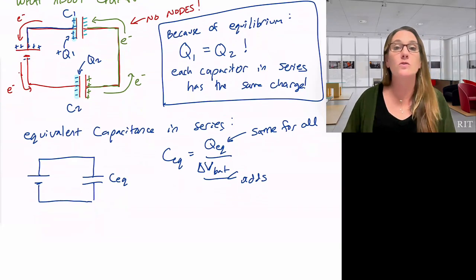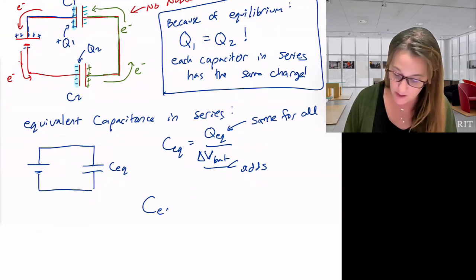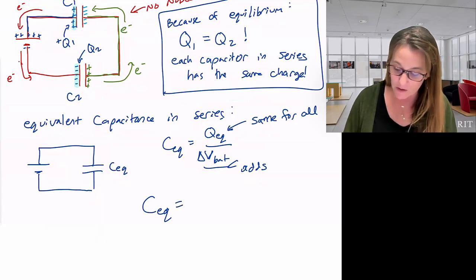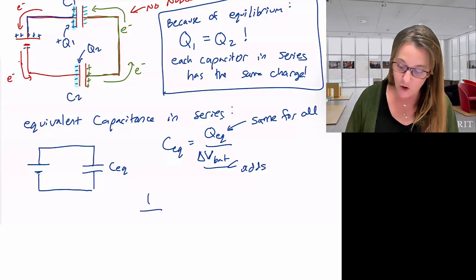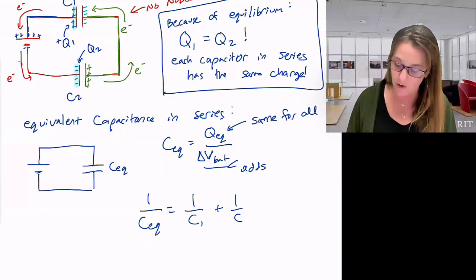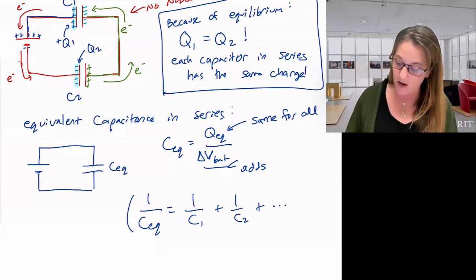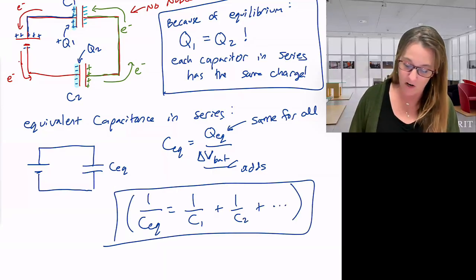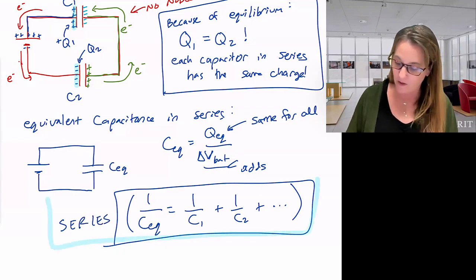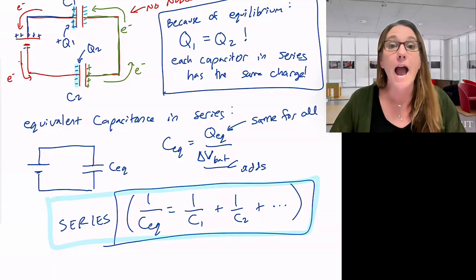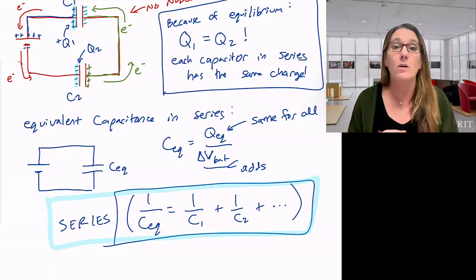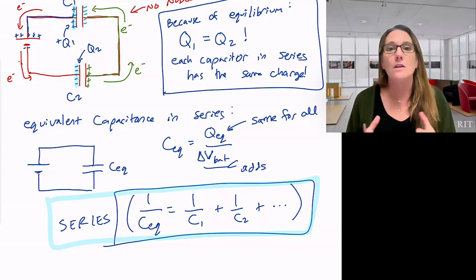Then we get this result when we work through the math of that. We get that CEQ in series, and I'm actually going to write it this way: 1 over CEQ equals 1 over C1 plus 1 over C2 plus etc. And that's again going to be our series equivalent capacitance. Okay, so in the next video, we're going to discuss how we use these series and parallel combinations to analyze different circuits.